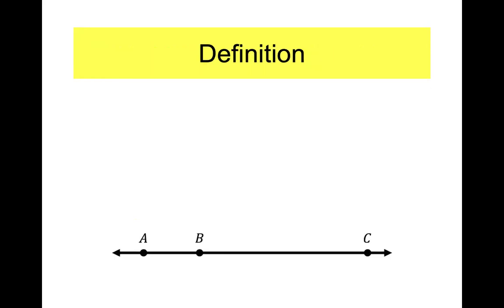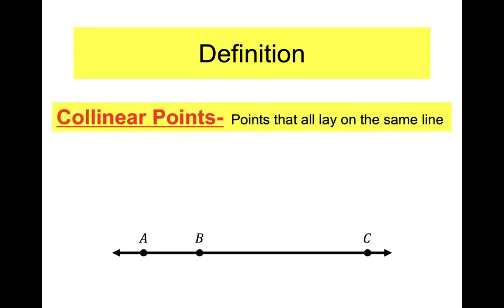Imagine if we had a line with 3 points that were named. Remember, lines have an infinite series of points, but I've named 3 points. They're A, B, and C. Notice all the points A, B, and C are on the same line. There's not 2 lines there, there's only 1 line there. If you have points that are on the same line, the relationship between the points is that they are collinear. 2 L's, collinear. So collinear points are points that all lay on the same line. Points that are all on the same line.